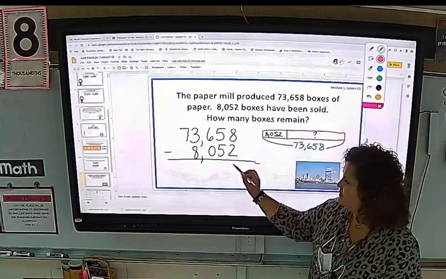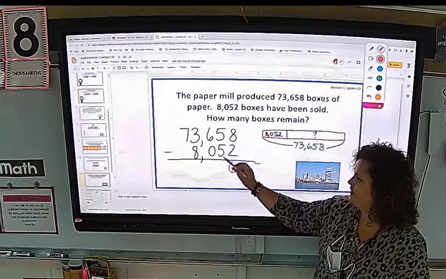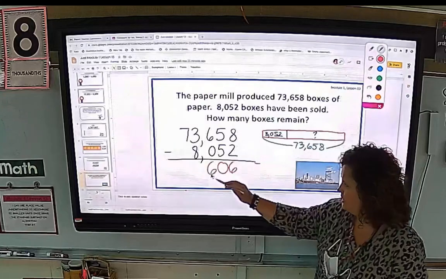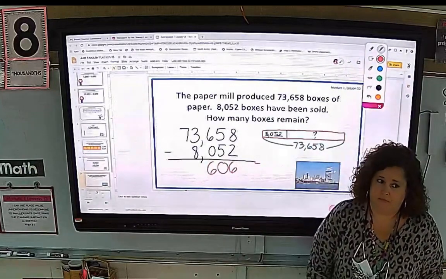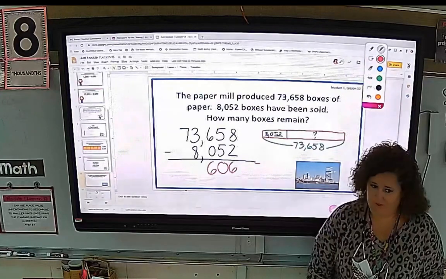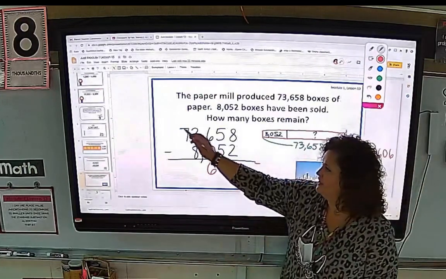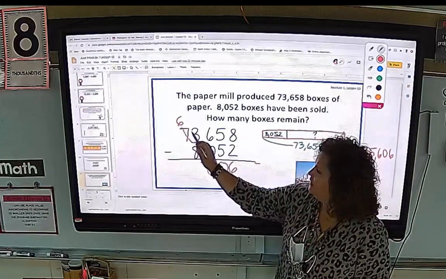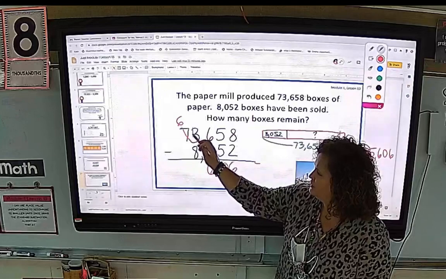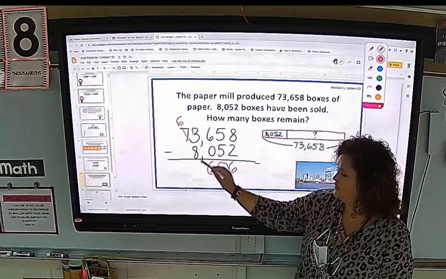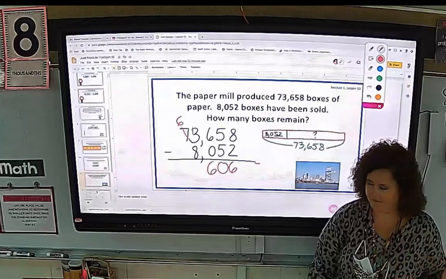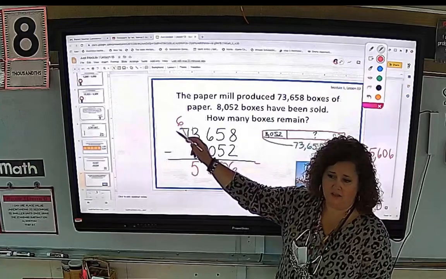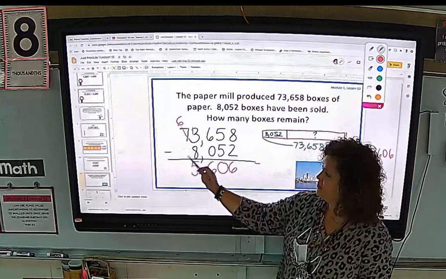8 take away 2 is 6. 5 take away 5 is 0. 6 take away 0 is 6. 3 take away 8, it's not 5. You can't do that. You've got to go next door and borrow, which makes that number 1 less. That bundle comes over here, that extra bit of 10, and makes that a 13. 13 take away 8 is 5. And then the 6 comes on down, doesn't it? It's like subtracting a 0 there.